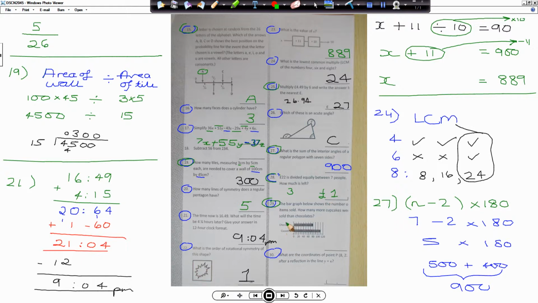Number 29. The bar graph below shows the number of items sold. How many more? Okay, sorry.